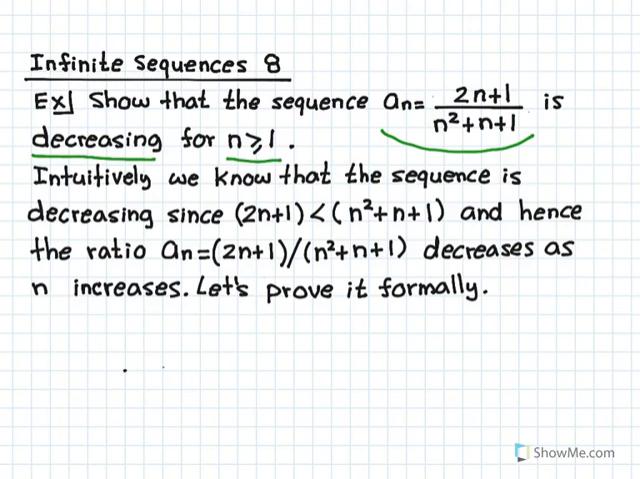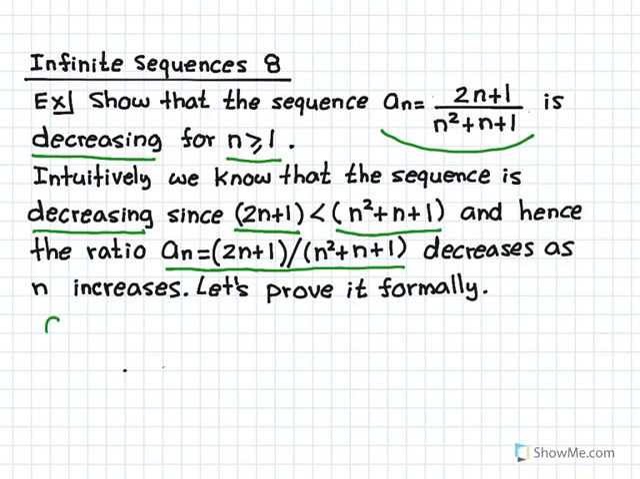Intuitively, we know that this sequence is decreasing because the numerator 2n plus 1 is a linear function while the denominator n squared plus n plus 1 is a quadratic function and hence grows faster, and that makes the ratio decrease. So the sequence a_n decreases as n increases because the linear function grows at a slower rate than the quadratic function in the denominator. Now let's prove this formally.